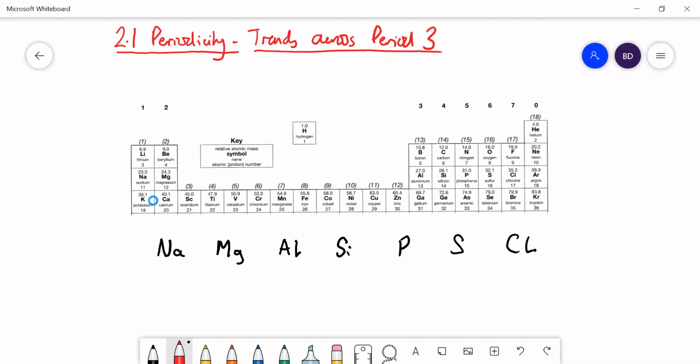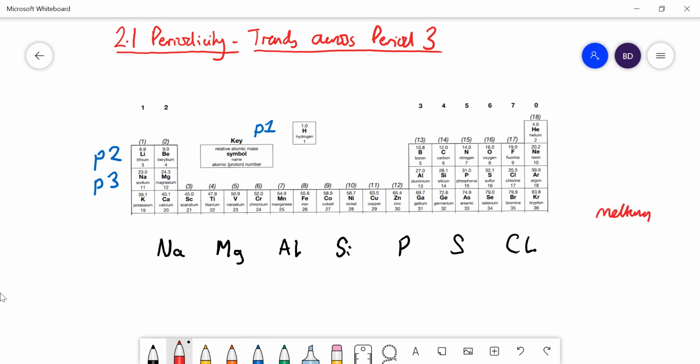We're going to look at periodicity, section 2.1 in the AQA syllabus, and we need to know about trends across period 3. Here we have period 1 with hydrogen and helium only. Period 2 is when you're filling the second shell, lithium to neon. The one we're interested in at the moment is the last short period, period 3, sodium to argon, so it doesn't include any transition metals. We need to know about the melting points and boiling points of these elements.